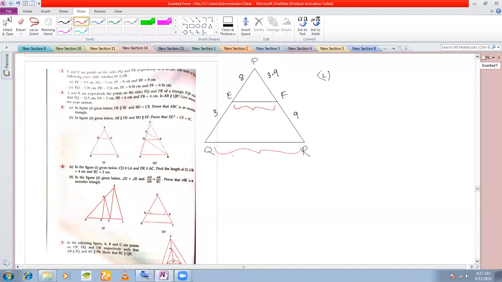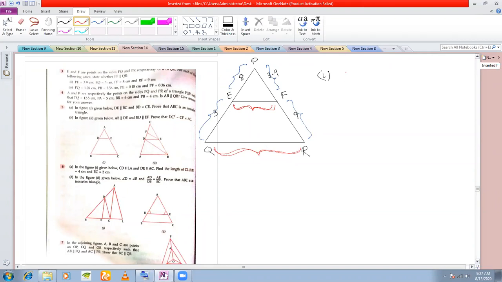We are going to use the converse of BPT to check whether these two are parallel or not. And how do we check? We check whether this length divided by this length is equal to this length divided by this length. If they are equal, then by the converse of BPT we can say that EF is parallel to QR.